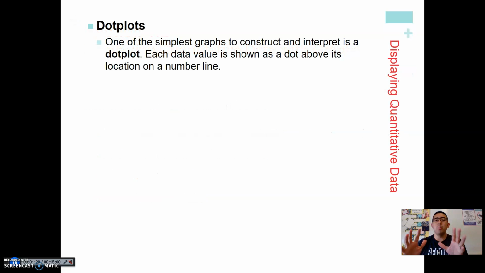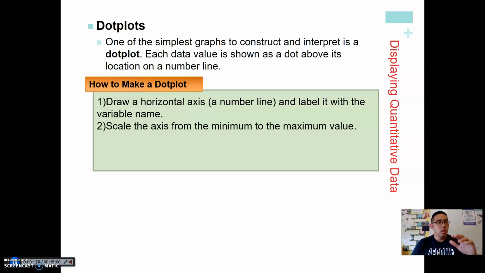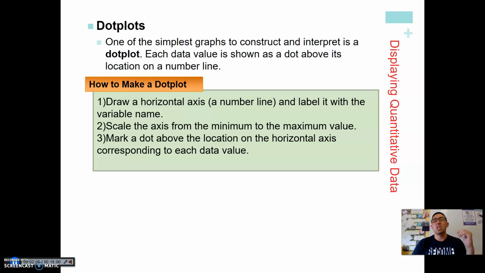Okay, one of the simplest graphs that are used to display quantitative data is a dot plot. Essentially, each dot in the plot represents one of the values. So how do you make a dot plot? Well, first, you draw a horizontal axis, and you make some sort of number line with the values of your variable. Then you scale the axis appropriately, from the minimum to the maximum value. Then you mark each dot above its location on this horizontal axis.